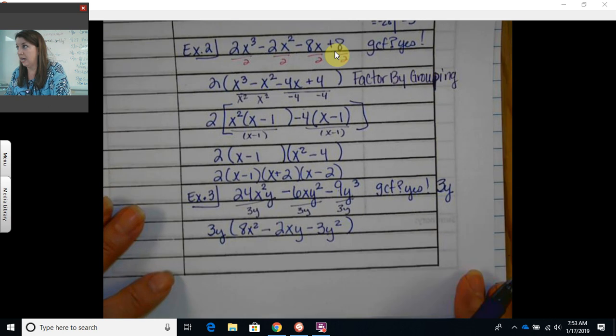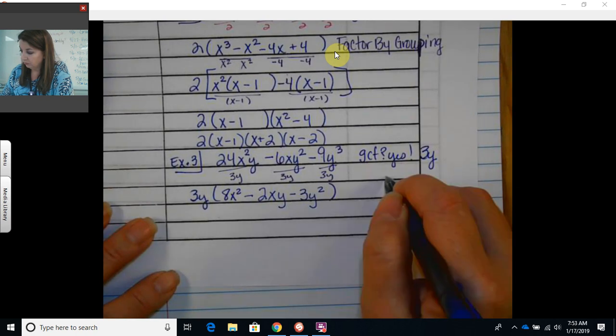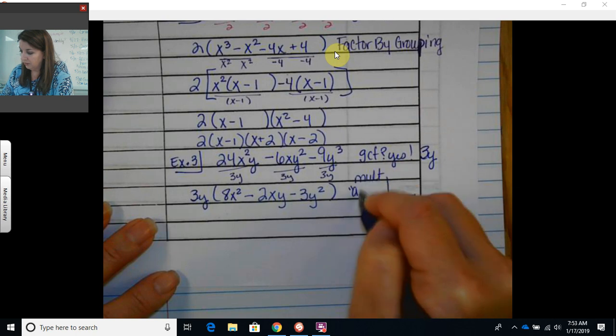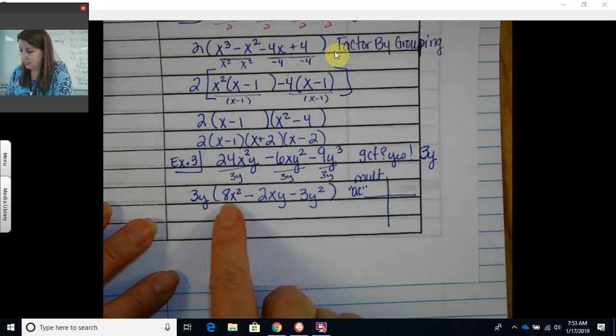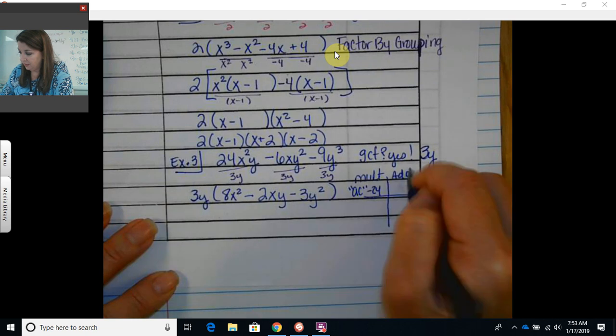I know it's kind of confusing. So, in our t-chart, we need 2 numbers that multiply together to give us AC, which a times c is negative 24, and then add to give us b, which is negative 2.